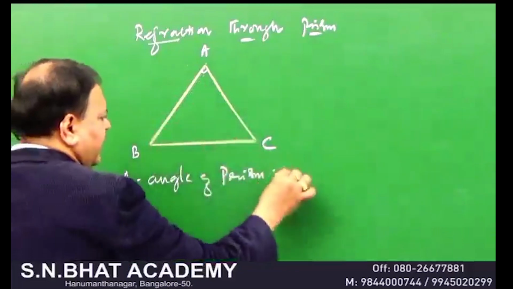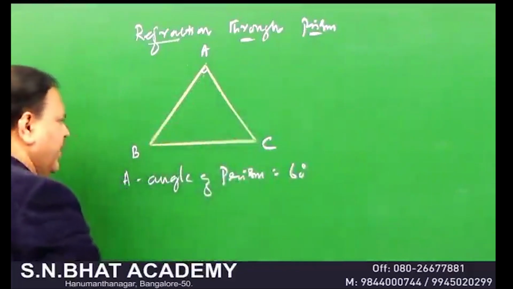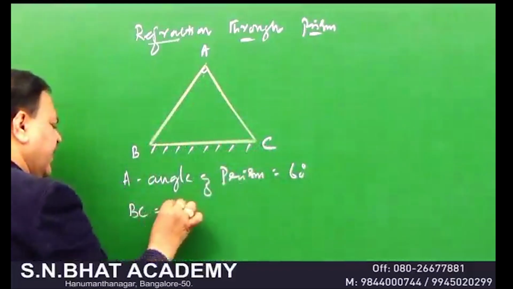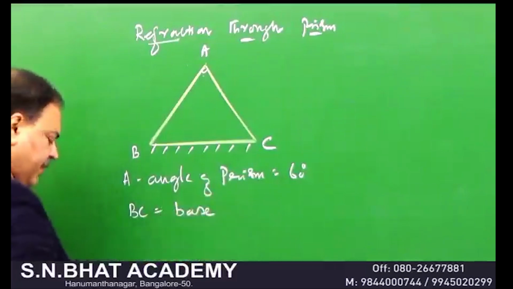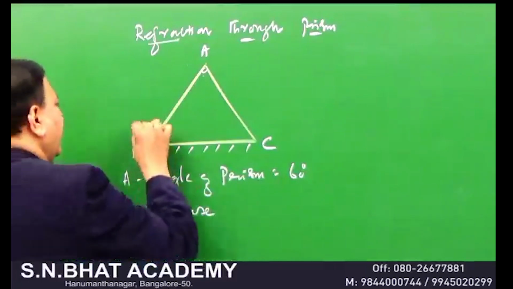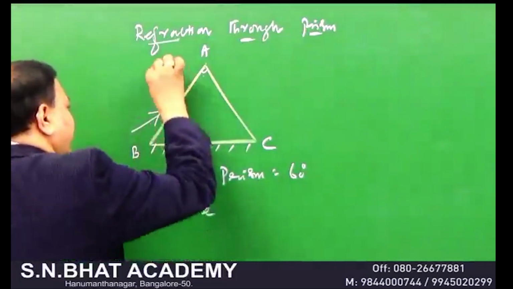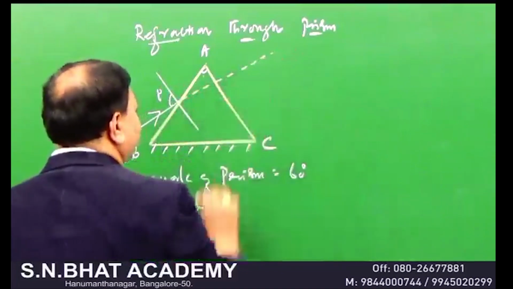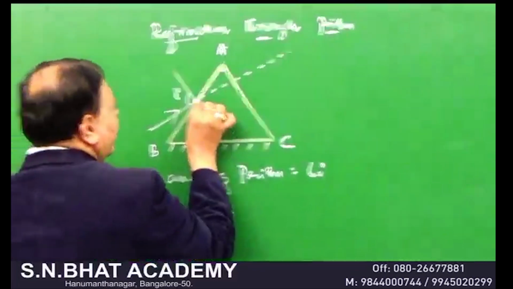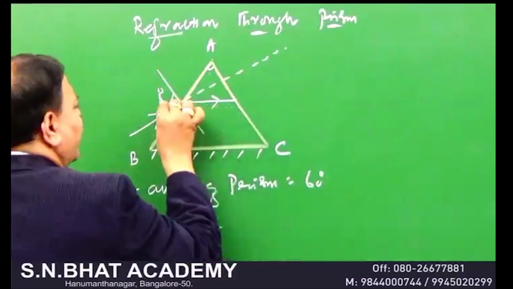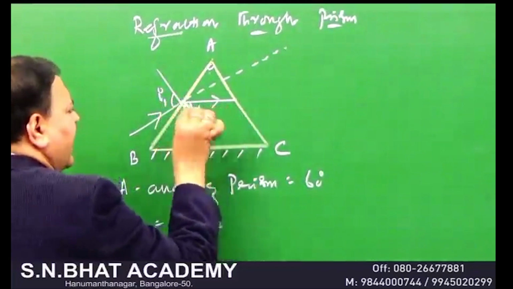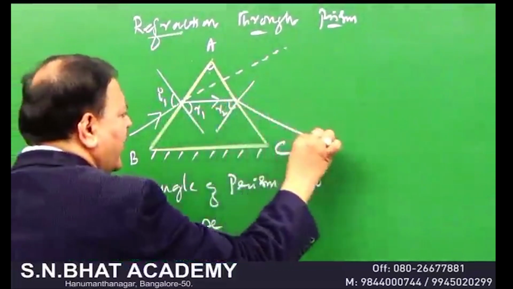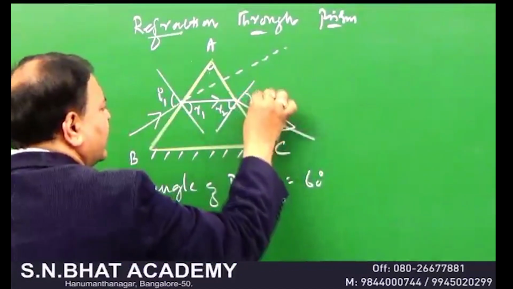If it is equilateral, then this is equal to 60 degrees. This BC is a rough surface and it is called the base. When you allow a ray of light to fall on it, this is the incident ray. In the absence of the prism, the ray of light would have traveled straight. Because of this prism, I1 is the angle of incidence and R1 is the angle of refraction. It is again incident on this face at an angle R2. Finally it emerges out with an angle of emergence, which we call I2.